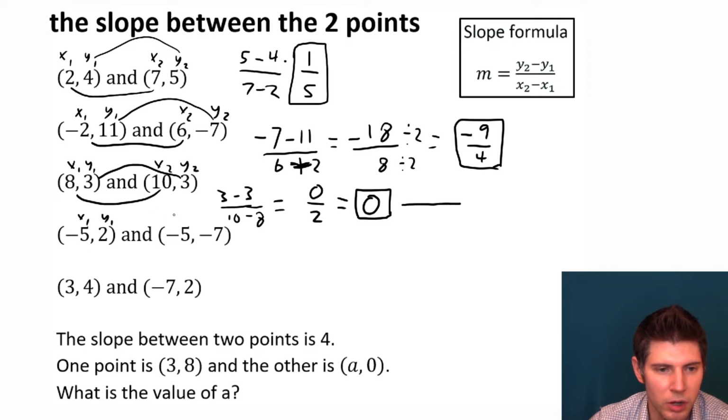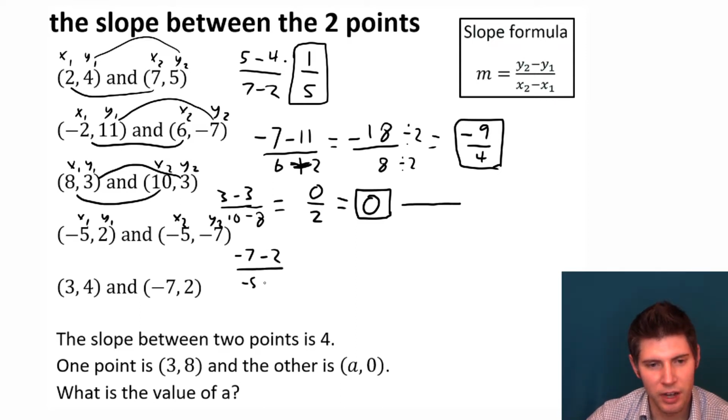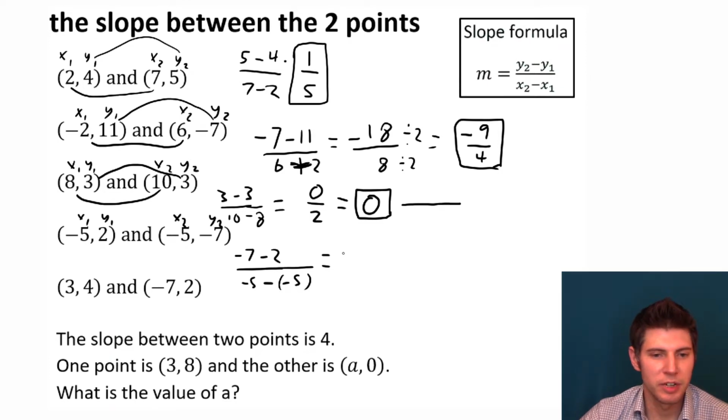x1, y1, and x2, y2. And we're just going to do the formula. Negative 7 minus 2 over negative 5 minus negative 5. So on the top, negative 7 minus 2 is negative 9. And on the bottom, negative 5 minus a negative 5, a double negative would become a plus.